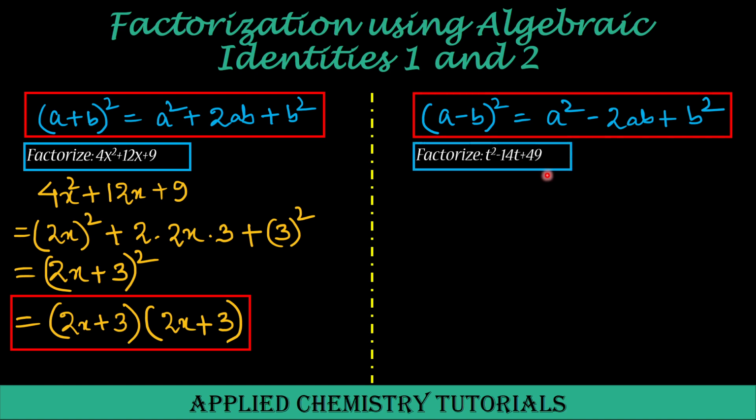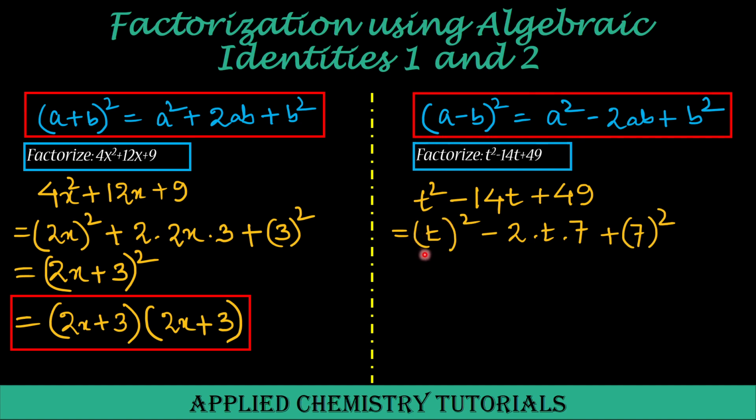Factorize t² − 14t + 49. So we are rewriting the problem statement here, and now we can clearly see that the first term t² is a square term similar to a², and 49, which equals 7², is similar to b². So now we can rewrite t² as (t)² and 49 as (7)², and we can reorganize −14t as −2 × t × 7, so that we have the a² − 2ab + b² format.